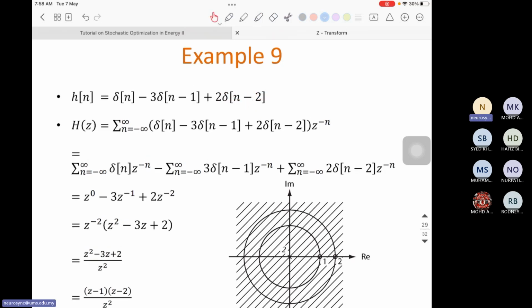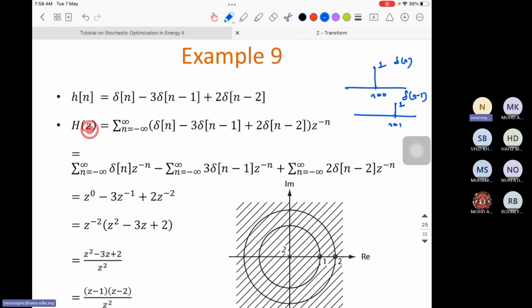Okay, so we know the delta function in discrete form. So the delta function we write like this. It has a value at n equal to 0. Correct? So this is delta of n. Delta of n minus 1 is at n equal to 1, where I have value 1. Okay, similarly for delta n minus 2. So find H of z for this h of n.